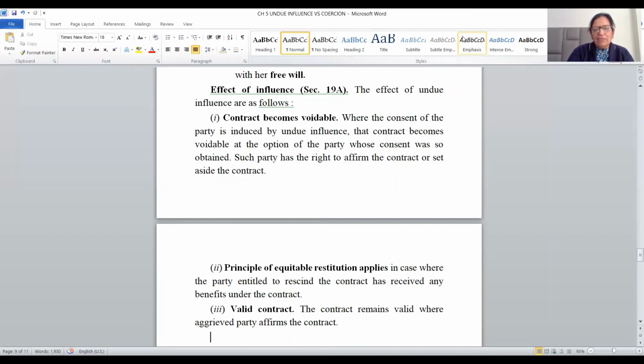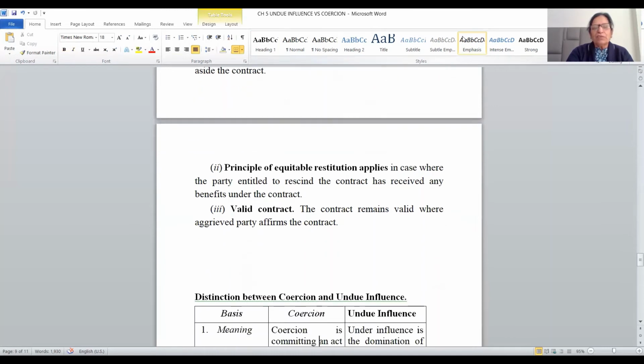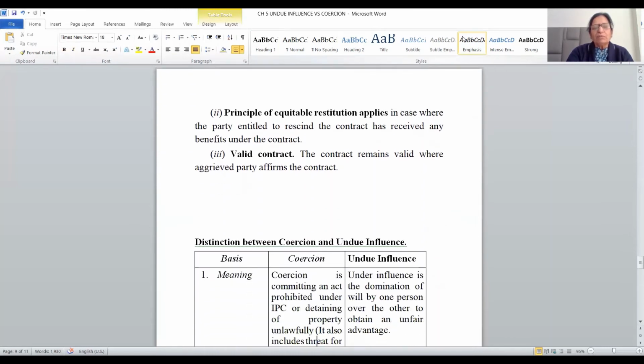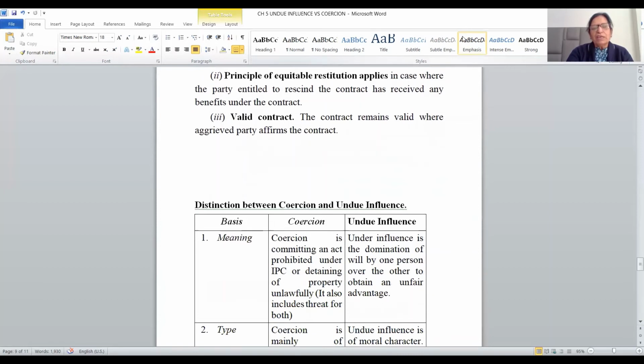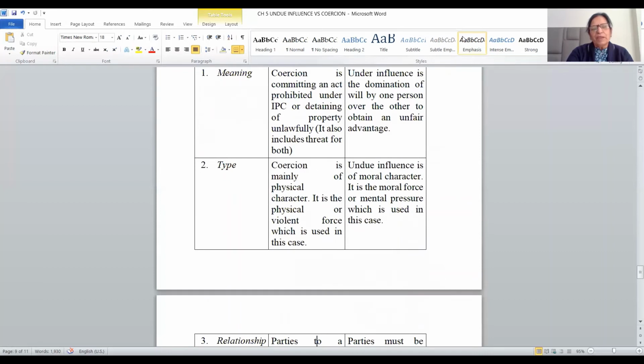So friends, now having discussed undue influence, its definition and elements of undue influence, now I would like to discuss how is coercion different from undue influence. Now, first is the meaning. You all know, friends, what is coercion? Coercion has been defined as per section 15. So you will have to write the definition here in the first point. And undue influence is what? It is domination of will by one person over the other to obtain an unfair advantage over the other.